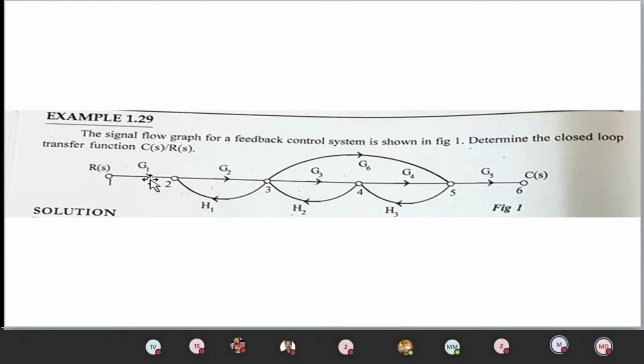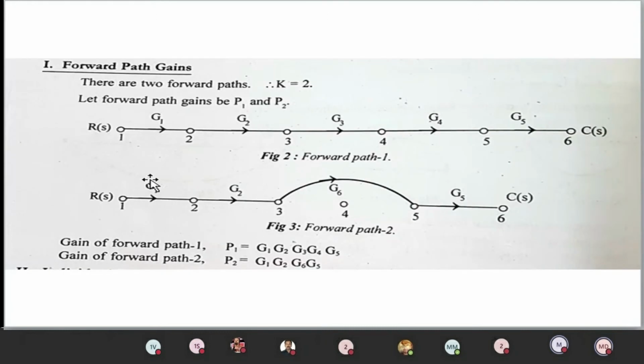So the calculation is simple. You have two forward paths. I told you 1 to 2, 2 to 3, 3 to 4, 4 to 5, 5 to 6. So the gain is G1, G2, G3, G4, G5. Second forward path 1 to 2, 2 to 3, 3 to 5. So you can notice that the path is jumping from 3 to 5, 5 to 6. So G1, G2, G5, G6, two gains. So here K is equal to 2. Okay. So sum of P k del k is P1 del 1 plus P2 del 2.